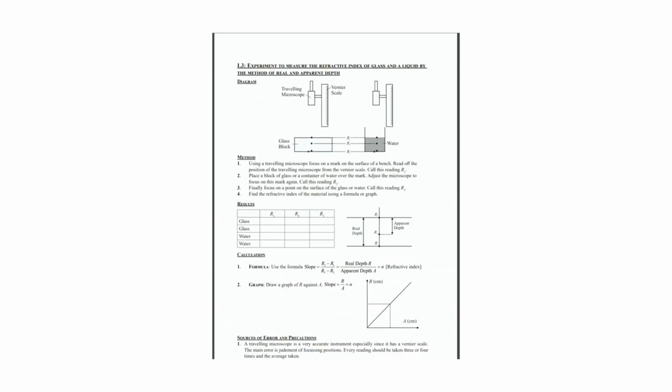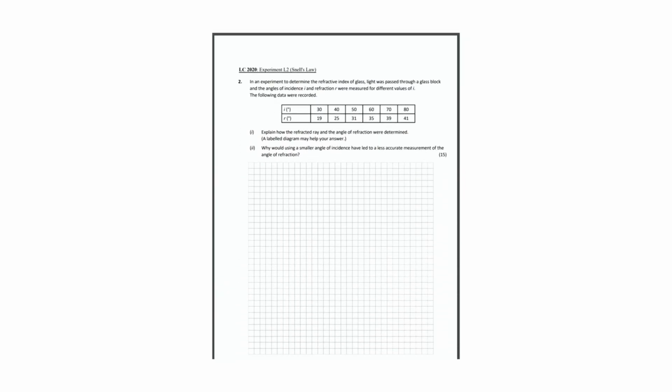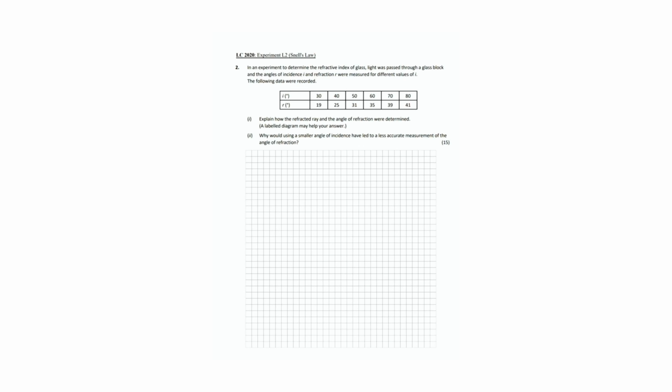So the question I'm looking at is Leaving Cert 2020, Experiment L2. They're saying to me in this question, in an experiment to determine the refractive index of glass, light was passed through a glass block, and the angles of incidence I and the angles of refraction R were measured for different values of I. They recorded the data there in a table. So what are they asking me in part 1? In part 1, they're saying, explain how the refracted ray and the angle of refraction were determined. And they're also advising me that a labeled diagram may help your answer.